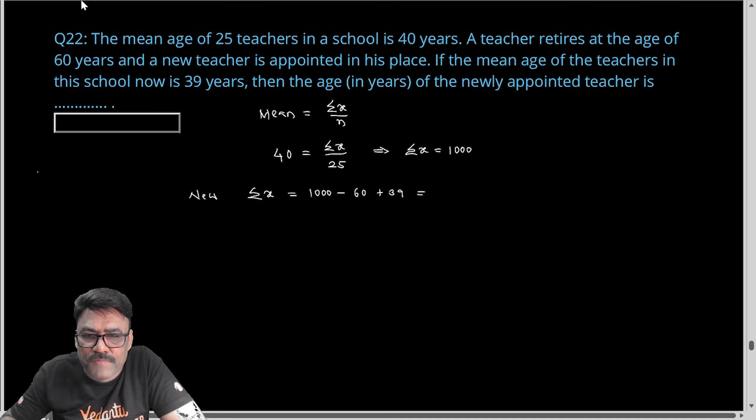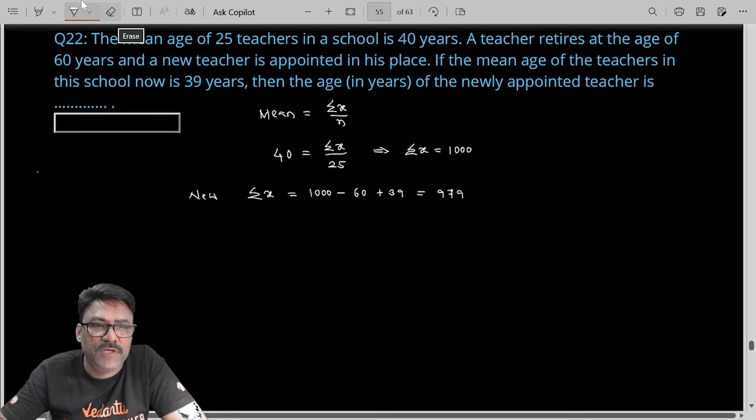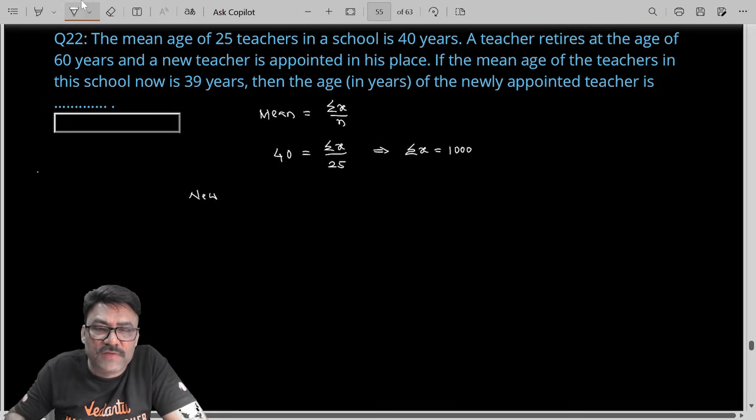So initially mean is 40, sigma x over 25. Here it is 1000. One teacher retired, so minus 60. Oh, sorry, my bad. It is given that the new mean is 39.